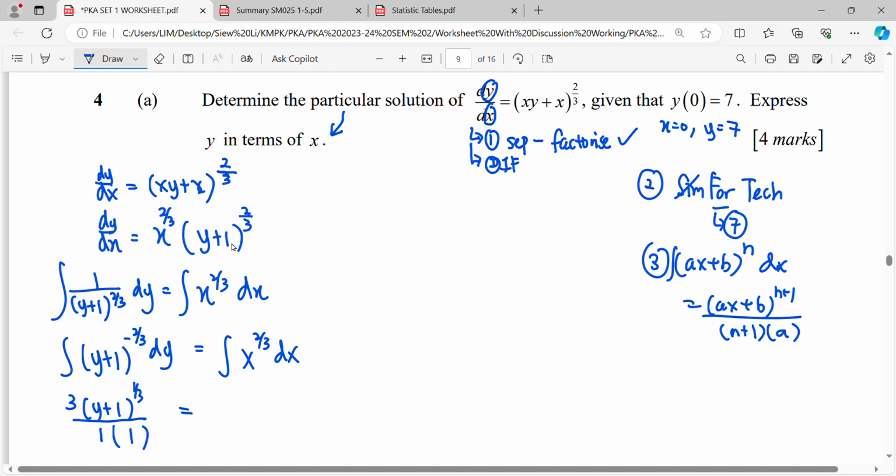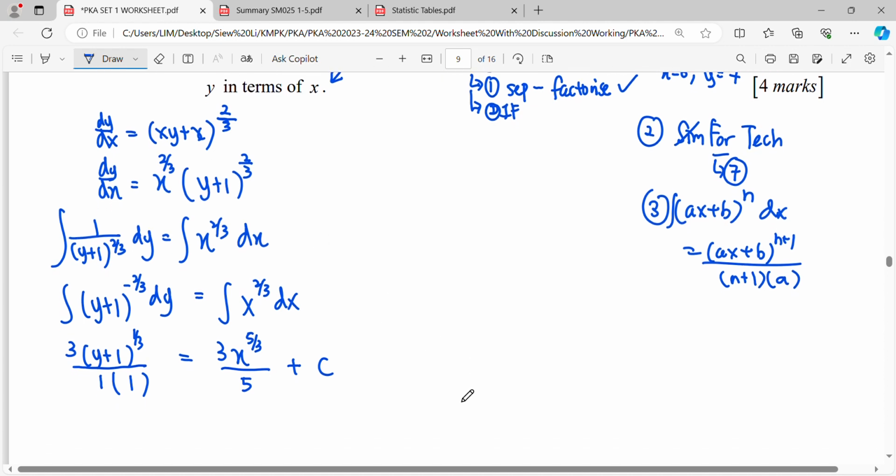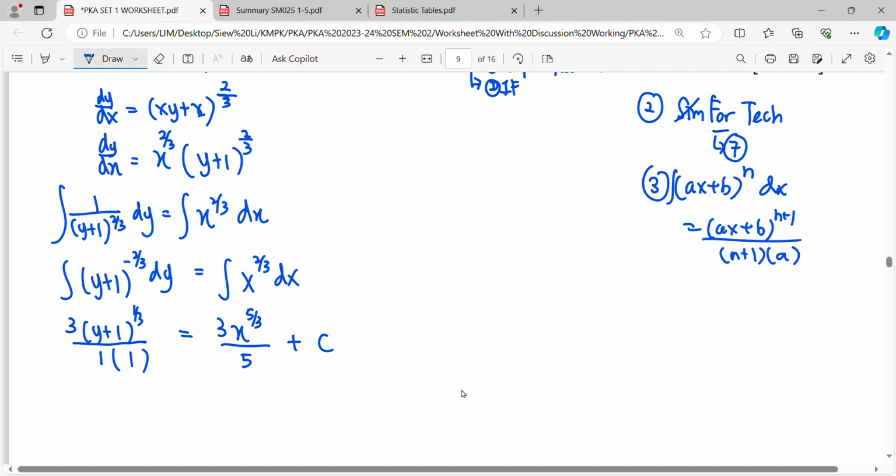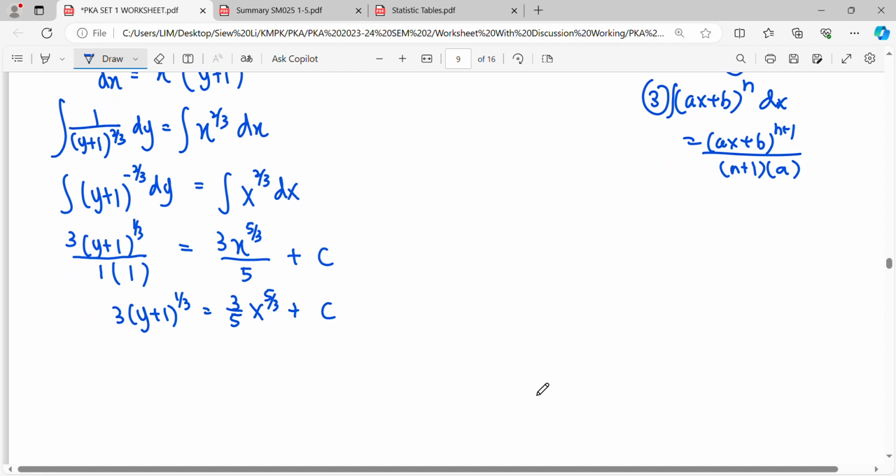Then to integrate the right hand side, individual x, we just do power plus 1, 5 over 3, over 5 over 3. So over 3 we invert it to the numerator. So after we integrate all, plus constant c. Then we need to simplify this. So (y plus 1) power 1 over 3, this one 3 over 5 x. So try to simplify until the general form.